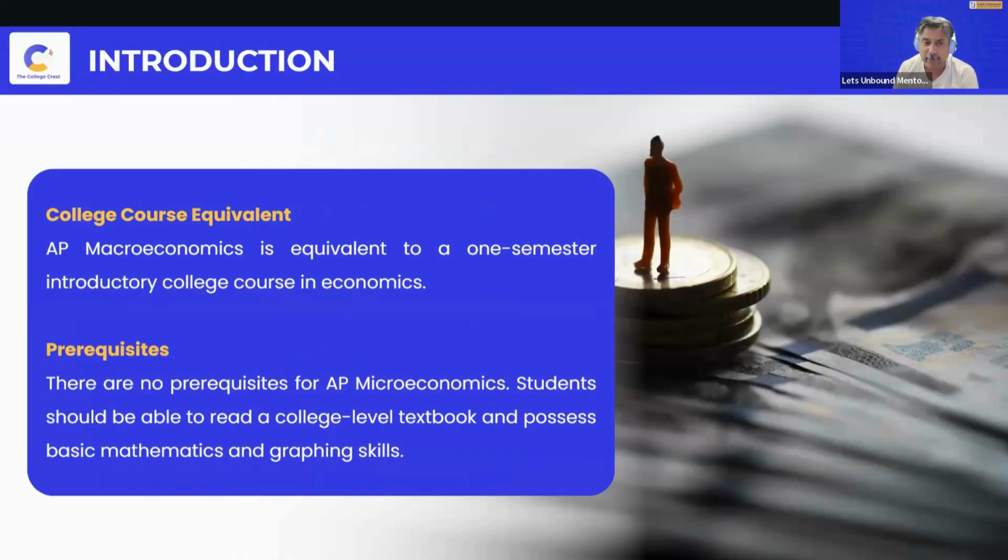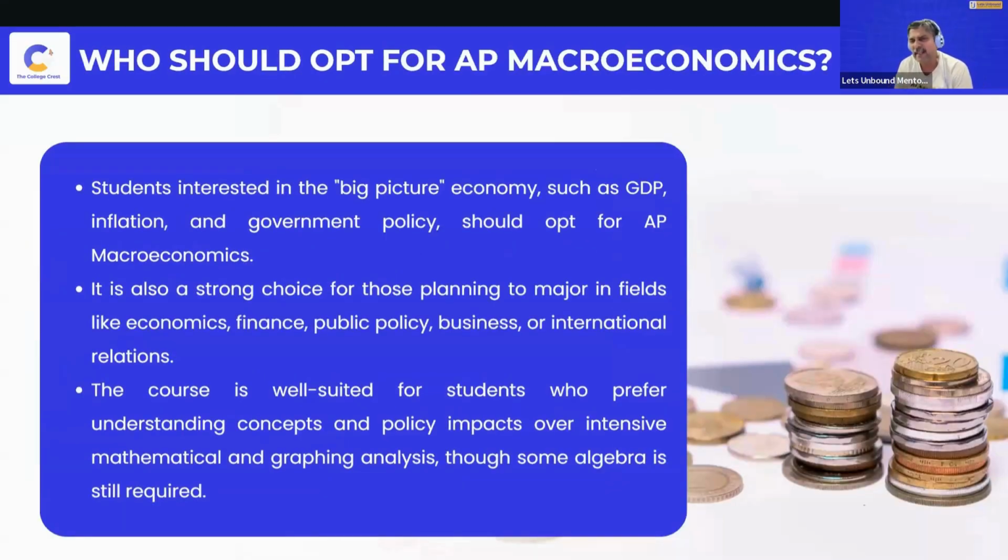There are no particular prerequisites for the AP Macro and the Microeconomics courses both. Students should be able to read a college level textbook, and they should possess basic mathematical skills and graphing skills. So concepts like calculating the slope of a graph, calculating the area under a graph, and reading the equilibrium points on a graph. Basic math skills would be tested on this particular examination. You must be good at understanding graphs. You must be good at interpreting the graphs which are given to you.